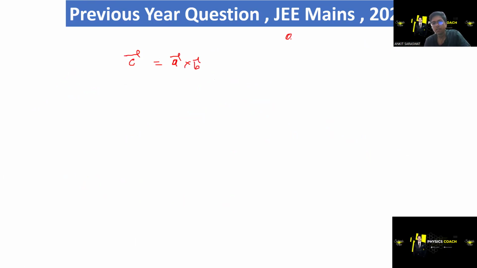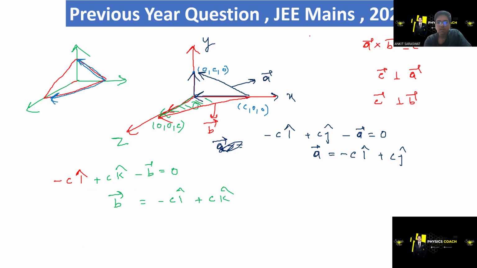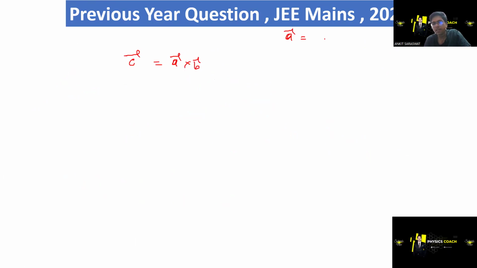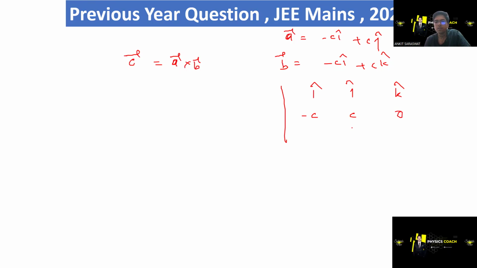What is the A vector? Just look at this: minus C i plus C j. Similarly, the B vector will be minus C i plus C k. Take the cross, A cross B. So A is minus C, z is 0. Similarly, the B vector will be minus C, there is no z like this. So what will the C vector be?